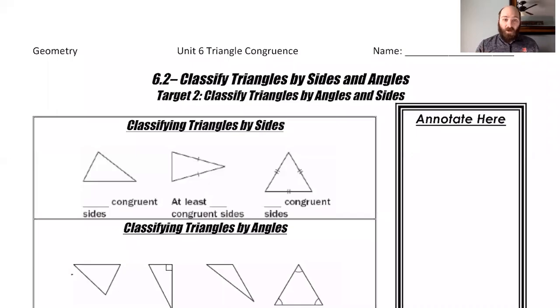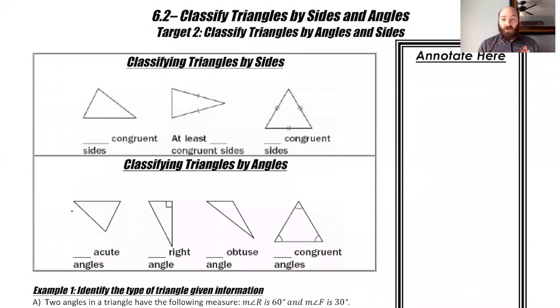Hey everybody, it's Mr. Carr again, and today we're going to be talking about 6.2, classifying triangles by their sides and angles. Okay, so when I say sides and angles, that means we have two ways of classifying. Every triangle can be named with two names, one based on sides, one based on angles.